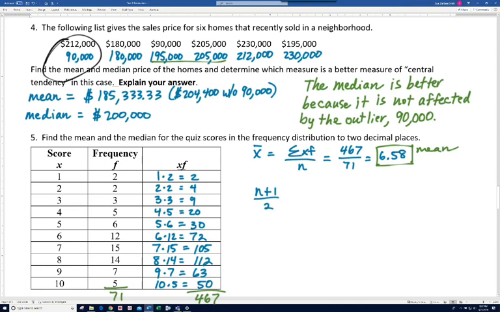So first of all, we know the median using the positional value formula is n plus 1 over 2, where n is the number of pieces of data. So it'll be 71 plus 1 over 2, or 72 over 2, which is 36. So the median will be in the 36th position. And so now we need to count positions.